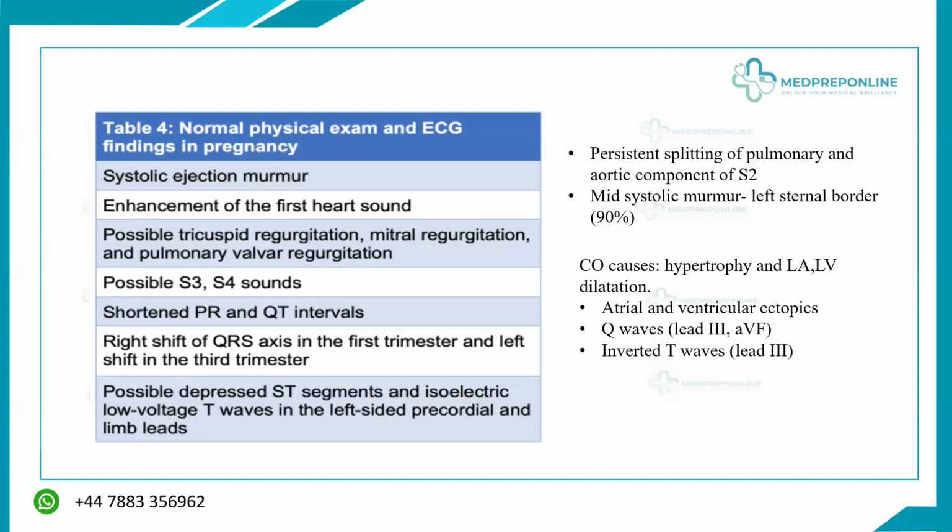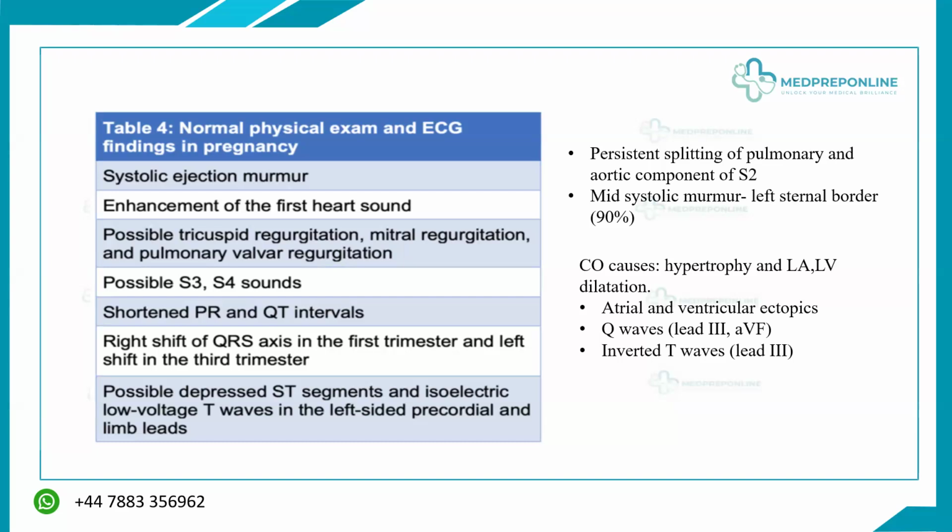Towards the end of the second and third trimester, in the last 10 to 14 weeks, there is also splitting of the second heart sound into the pulmonary and the aortic component. And in around 90% of patients, you may encounter a mid-systolic murmur, which is present on the left sternal border. This is because of the increased blood flow, which is ejected from the pulmonary valve into the pulmonary trunk, as well as from your aortic valve to the brachiocephalic arteries.